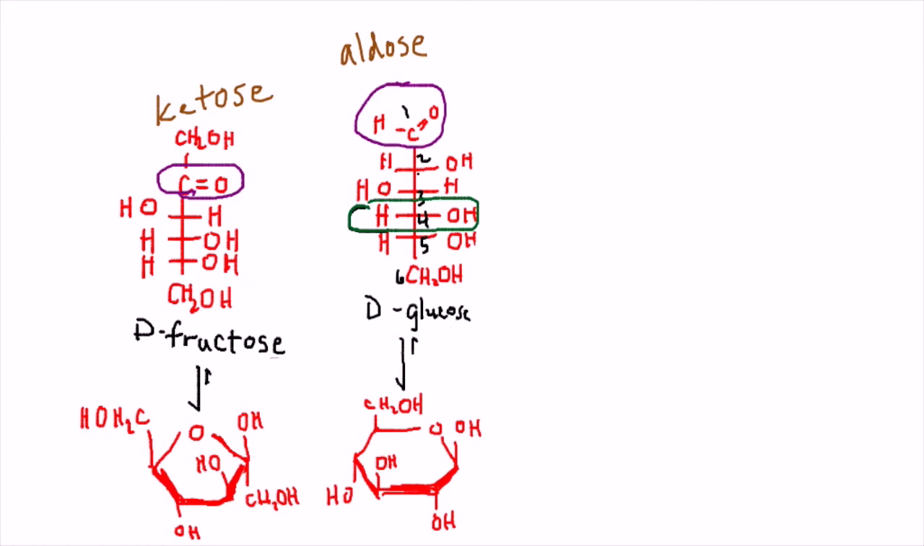Now, the ring structure is predominant. The straight chain carbon structure, a very, very small percentage of it is present in solution. It's still there, but it's a very small percentage. So don't freak out when you look at these rings.